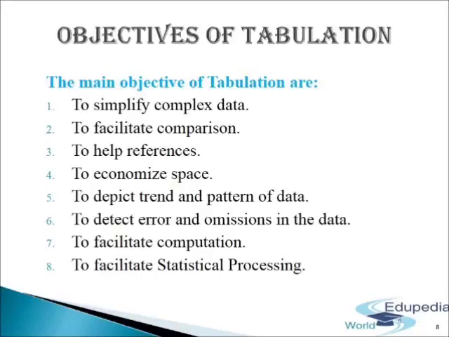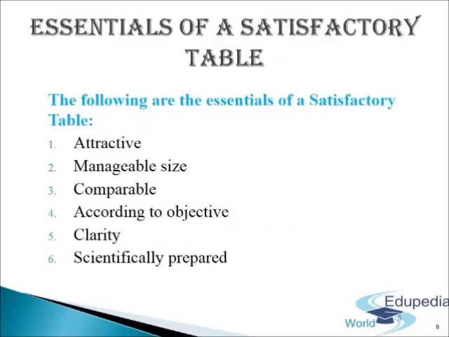Sixth point, to detect errors and omissions in the data. It is only after tabulation that some vital omissions are detected. Next point, to facilitate computation. They facilitate computation of different statistical measures, namely average, dispersion, correlation, etc. And the last point, to facilitate statistical processing. It is only after classification and tabulation that the data becomes fit for statistical processing. These are the objectives of tabulation.